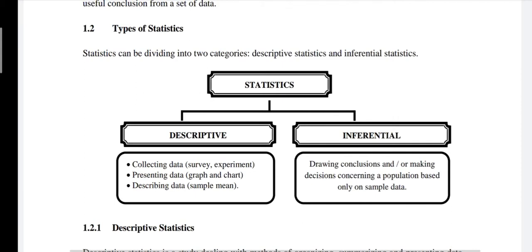Okay. So for inferential pula, it is in depth of the statistics, where we can draw a conclusion or make a decision concerning a population based only on sample data. So in inferential statistics, we only take the sample data, but we can conclude about the entire population. That is the inferential. So because of that, daripada sampling teknik yang kita buat, kita boleh proceed kepada inferential.